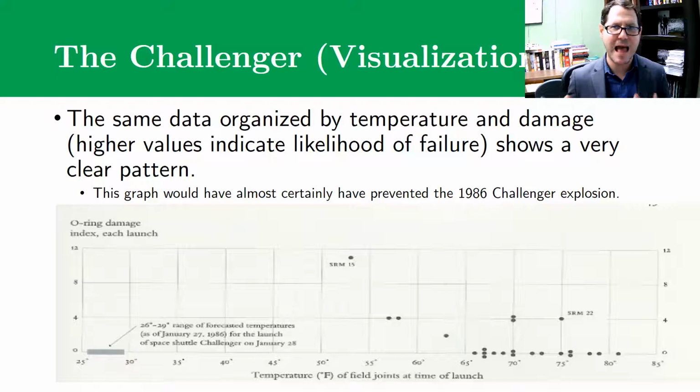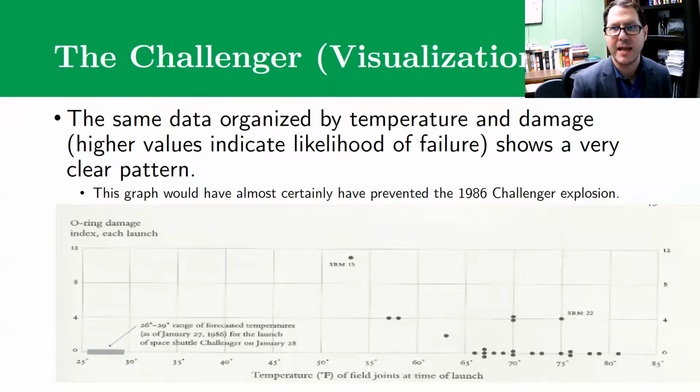And then when we take that graphic and recognize that the estimated temperature on the day of the Challenger launch was supposed to be about 26 to 30 degrees, we realize that launching a shuttle in those cold temperatures was almost guaranteeing that there were going to be issues with the O-rings that potentially would lead to fuel spilling out and an explosion.